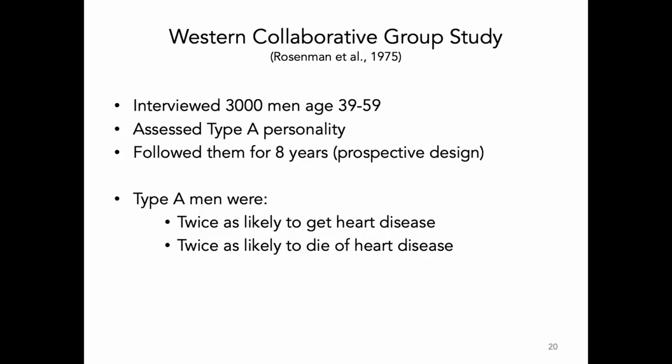Some of the early strong evidence that this mattered was from a prospective design. So it's not a causal experiment in that they haven't manipulated whether people have type A personality, but it's a high-quality correlational design because you assess personality and follow people over time. It makes it harder to have the problem that it might have been reverse causality. Okay, type A men were twice as likely to get heart disease, twice as likely to die of heart disease, and those are pretty strong effects.